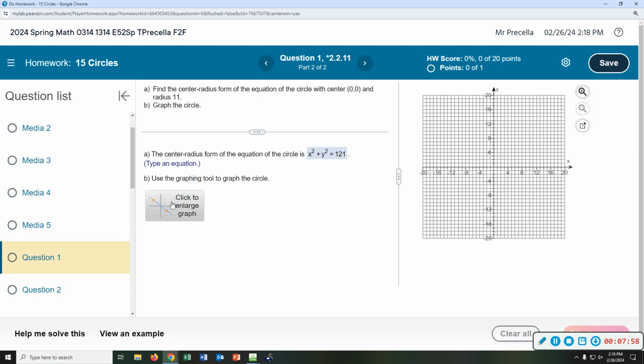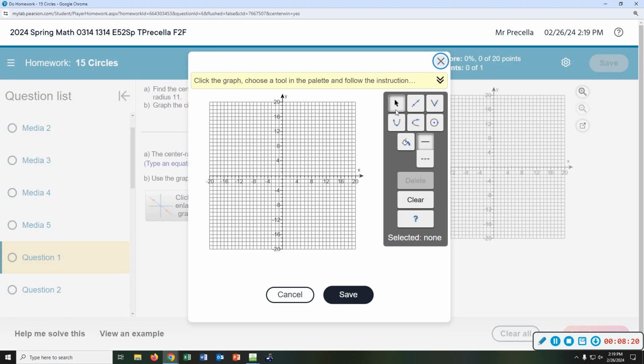Then they want us to graph the circle. I should tell you right now, you don't need the equation in order to graph the circle. They gave you everything you need. They gave you the center, they gave you the radius. They could have just as easily said, draw the graph and then write the equation. I'm going to expand it. I like this one here.